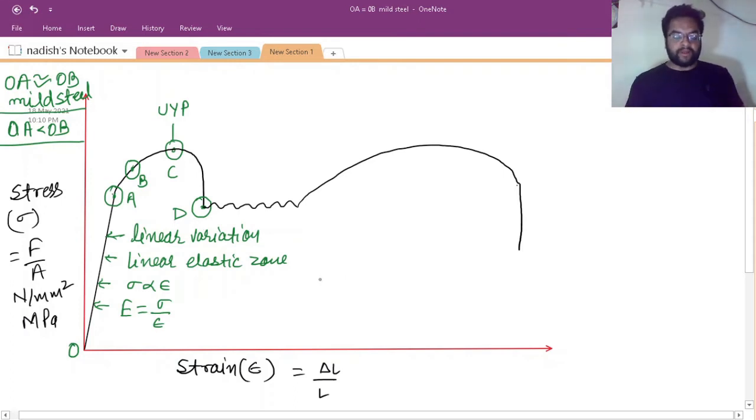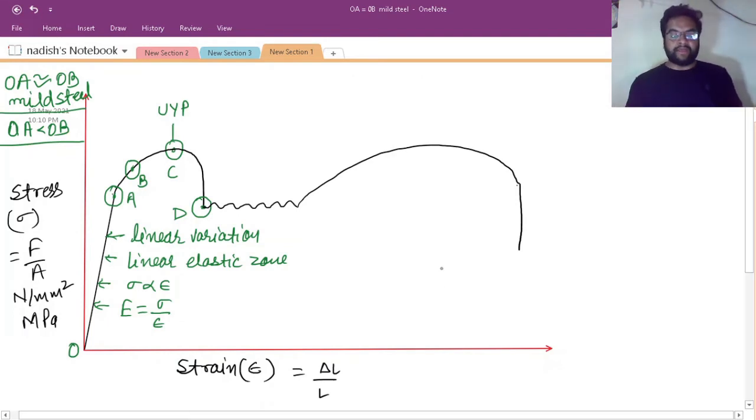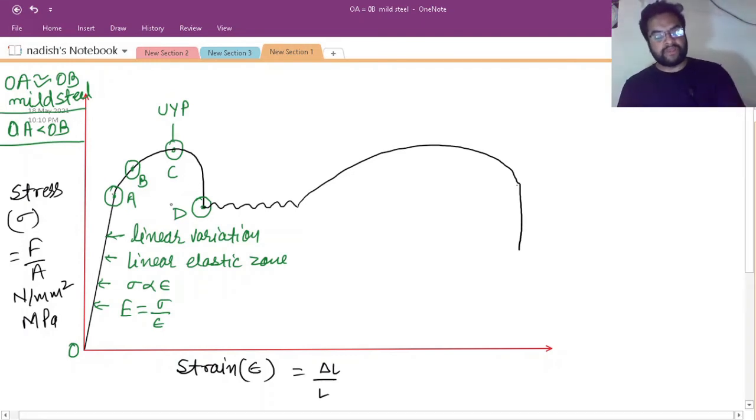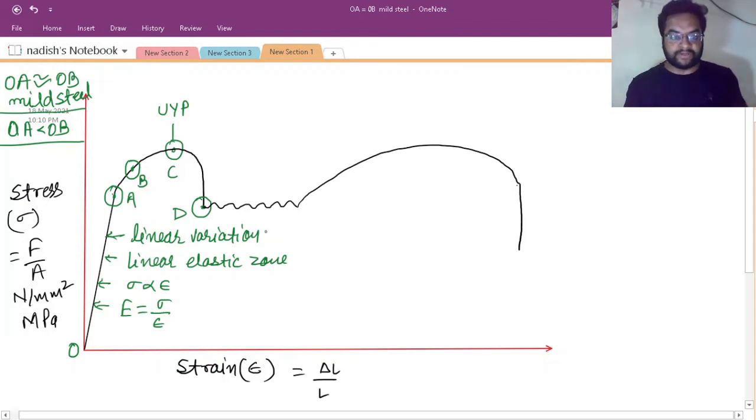After this point D, on a very small increase of the load, the deformation is very large compared to the load applied, which means the strain values are very large compared to the stress applied. On a relatively small increase of stress, it shows a very large value of strain, and this indicates permanent deformation in our mild steel specimen. This region is called the perfectly plastic region.